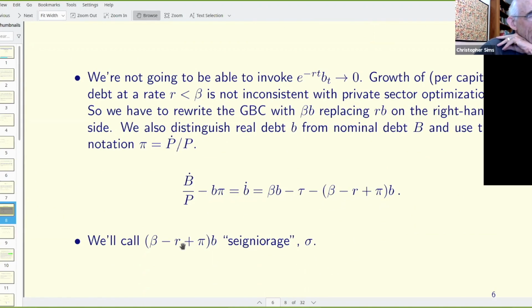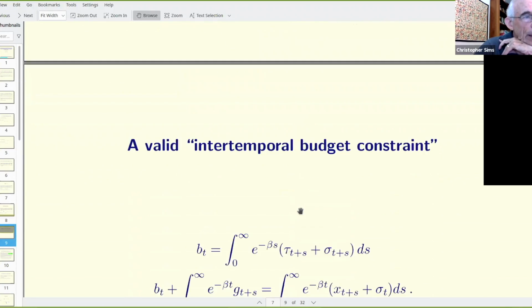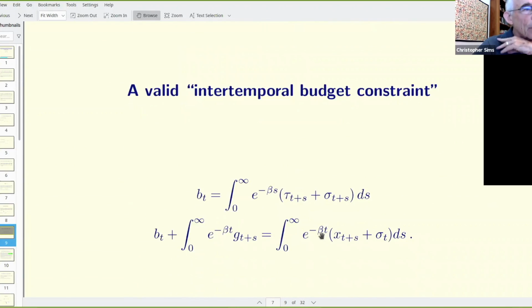We're going to call this beta minus R plus pi B term seigniorage and label it sigma. Now this equation we can solve forward if we lump these things together and call them sigma. And that'll give us a quote intertemporal budget constraint. It looks like this. It says that the real debt is the discounted present value, discounting at the private agent's discount rate, of the sum of primary surplus and this term I've called seigniorage.